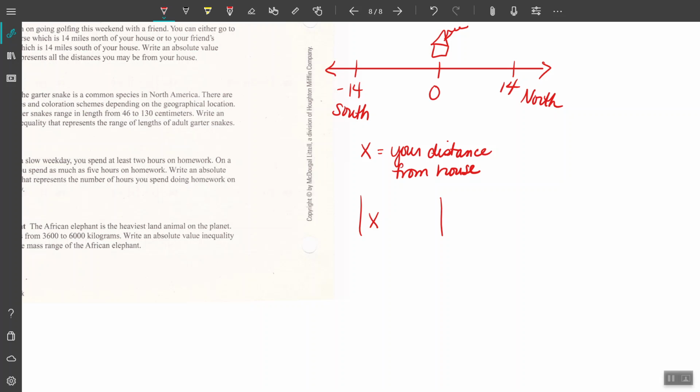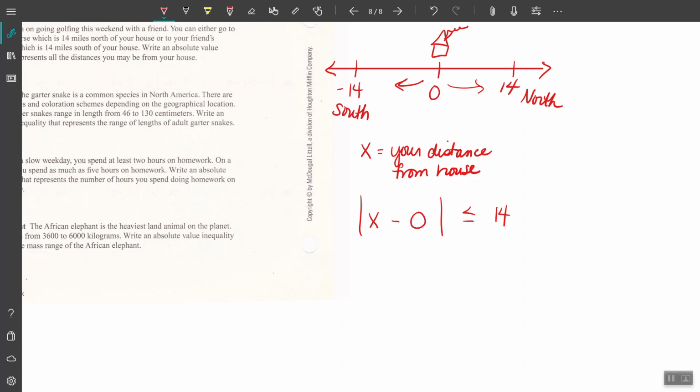And we also know that the furthest you could ever be from your house is 14 miles. If you go out and go to the north, the max you can be is 14 miles. If you go out and go to the south, the max is 14 miles. So that is going to be the number that sits over here. So what we know so far is that x, your distance from your house, can be no more than 14 units. In this case, it was miles from your house, which sits at 0 on the number line.